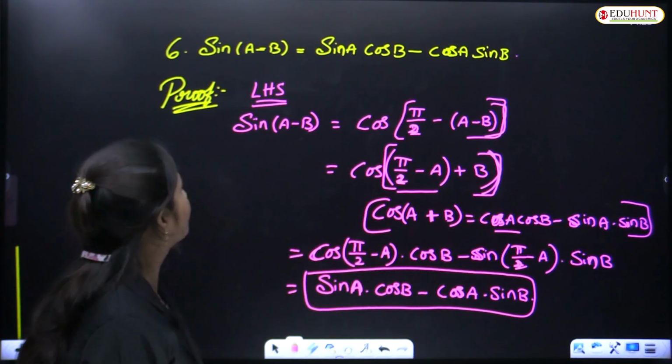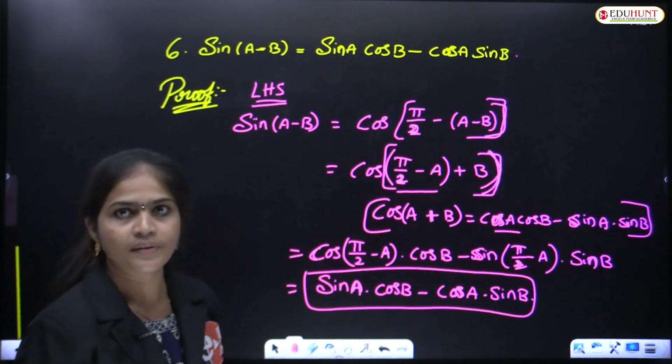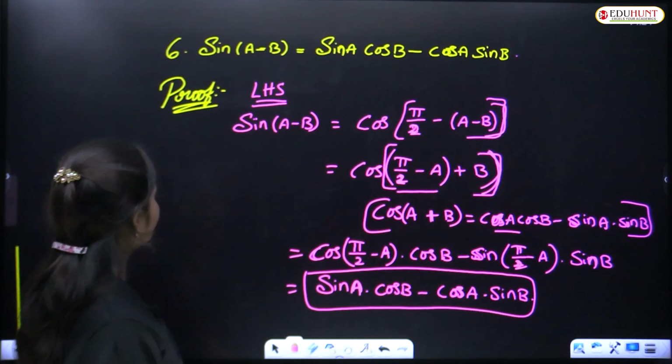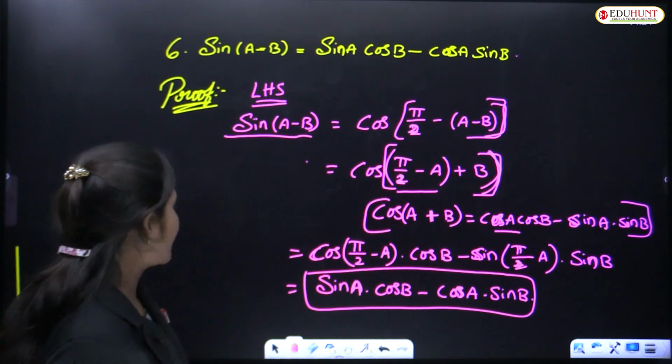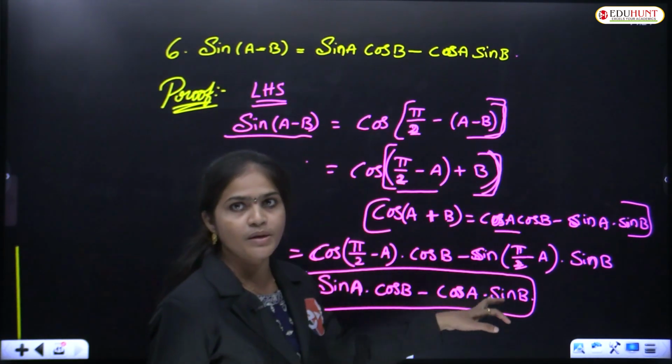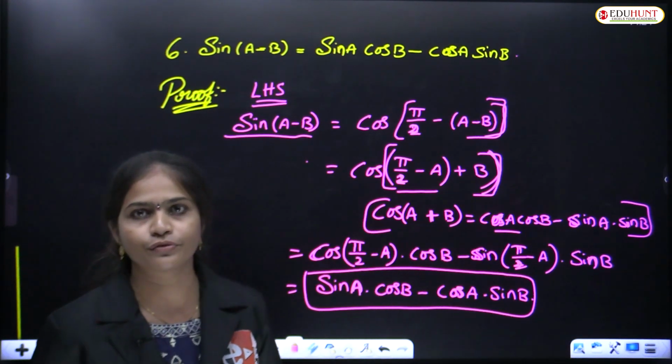So that formula we got now: sin A cos B minus cos A sin B. Am I clear to you? Yes. So what is the formula to find sin of A minus B? Sin of A minus B is equal to sin A cos B minus cos A sin B. So this is another proof.